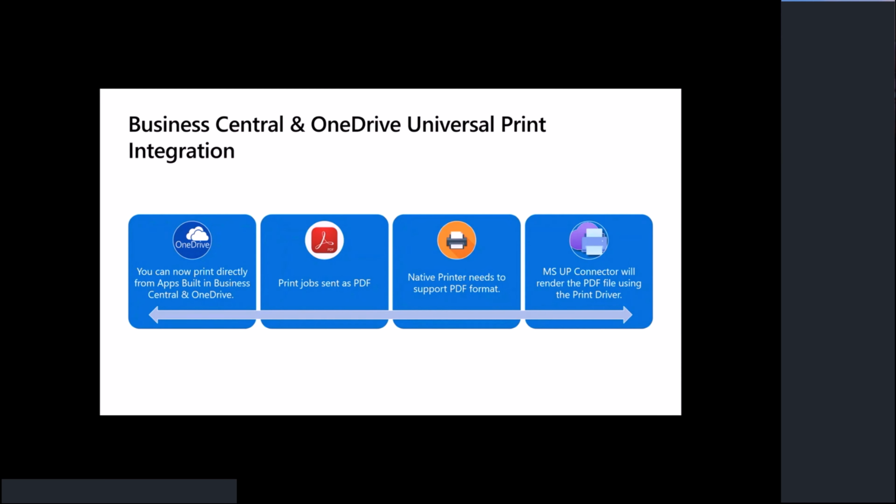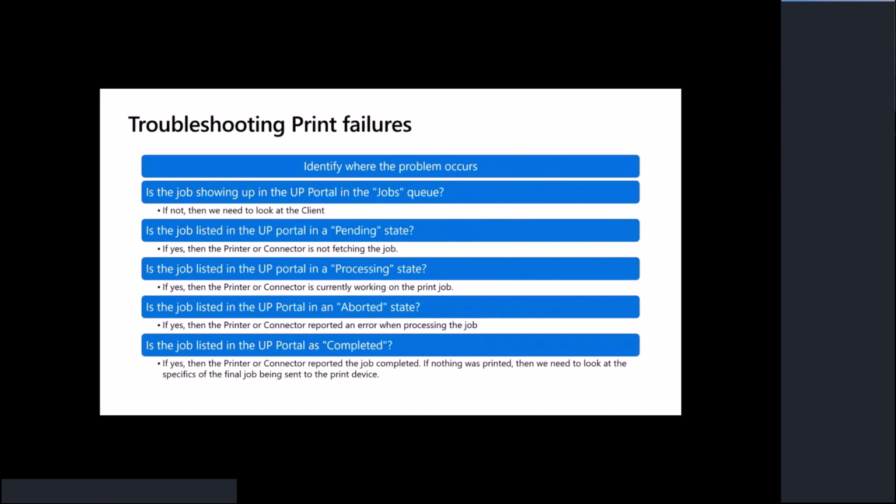So yeah, we talked about this earlier about Business Central and OneDrive integration with Universal Print, how the print jobs are sent as PDF documents in some cases. The native printer needs to support that PDF format, and then the connector will render that PDF file using the print driver. So this slide just shows you the different integrations and one area that might be very useful for you in OneDrive in terms of printing things. Now, the next slides that we have are in terms of troubleshooting, and I'll let Phil talk about these more in depth as well.